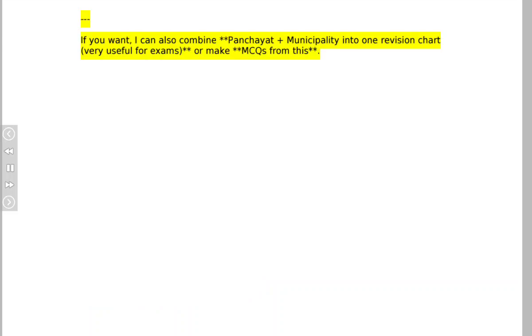If you want, I can also combine panchayat plus municipality into one revision chart, very useful for exams, or make MCQs from this.